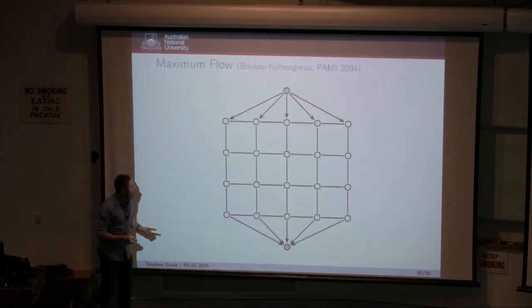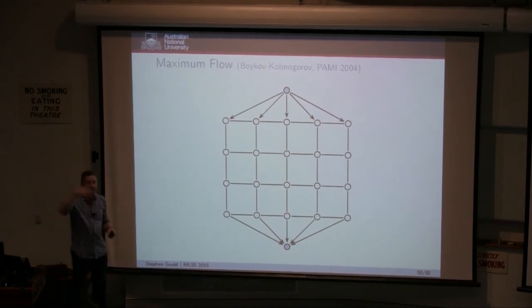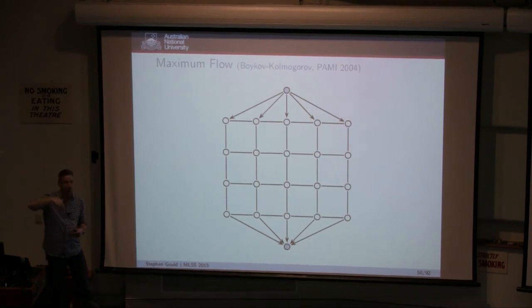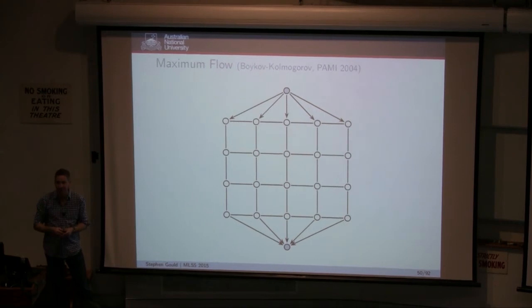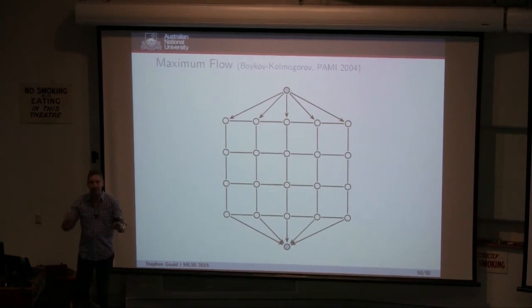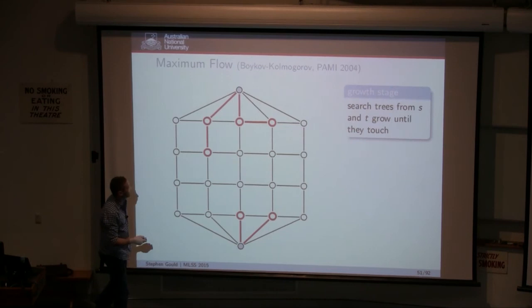And the way this algorithm works, it's an augmenting path algorithm, but it keeps the search trees that it's developed so far for successive iterations of the algorithm. So in a standard augmenting path algorithm, you search for an augmenting path, and then all that work that you did in searching for that augmenting path, you throw away. With this algorithm, you keep those search trees around. And so this is how it works.